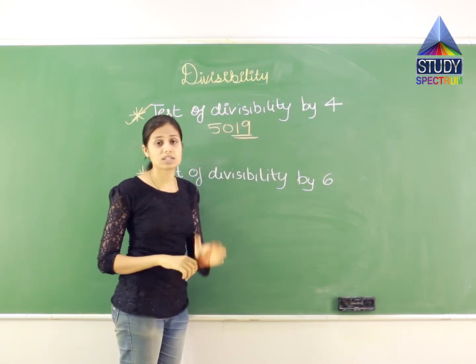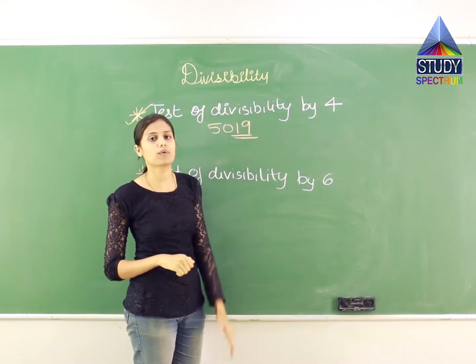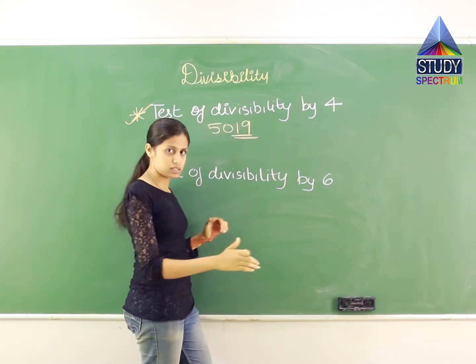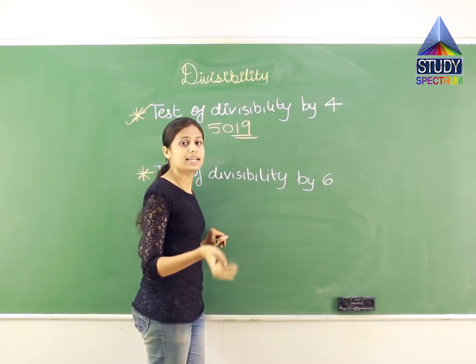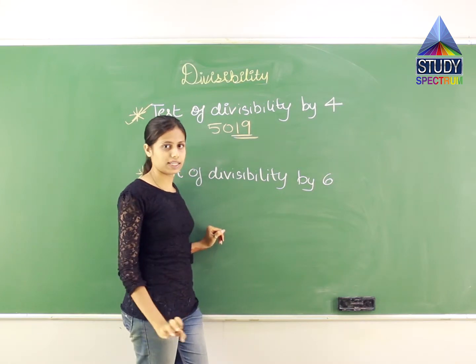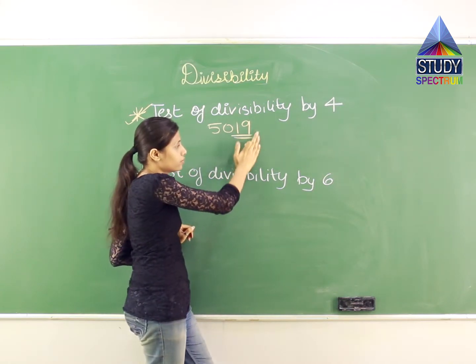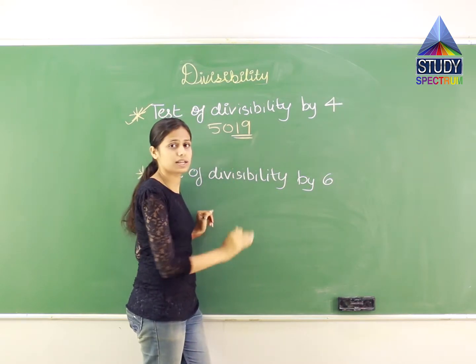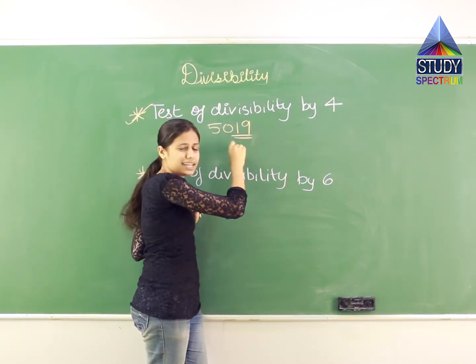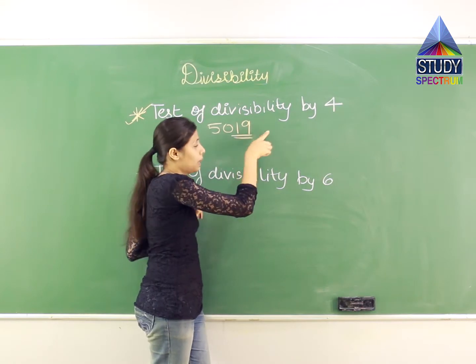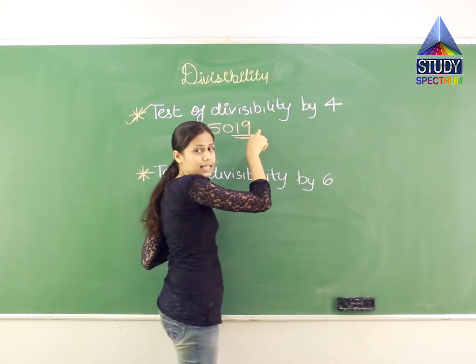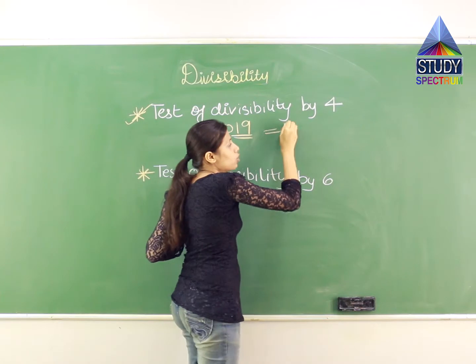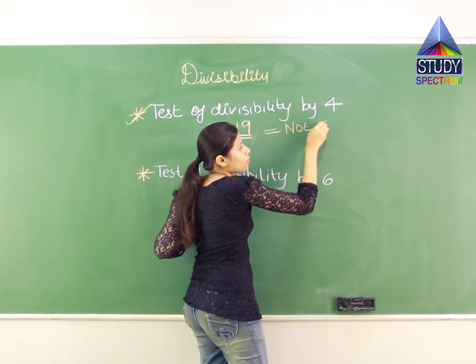That I will check. 4 1s are 4, 4 2s are 8, 4 3s are 12, 4 4s are 16, 17, 18, 19, 20, 4 5s are 20, right? So over here I have 19. But 4 5s are how much? 4 5s are 20. So 19 and 20, right? There is no 16 and 20. There is no 19. Means this number is not divisible by 4.